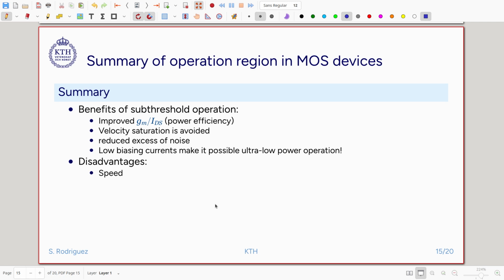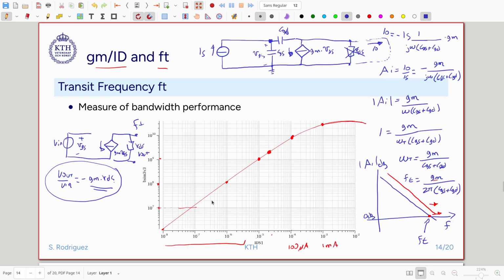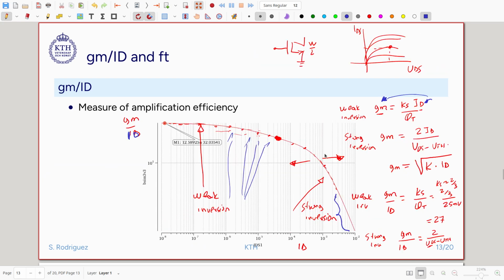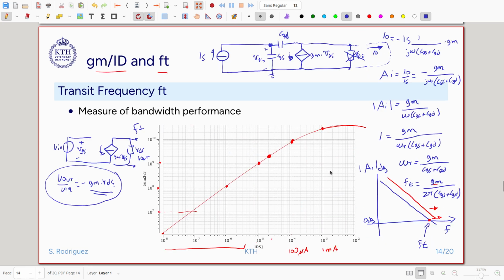The problem is the speed. So the bandwidth that we can get, as we saw here, for very weak inversion, we really don't get the faster amplification, the faster frequencies. So if we are working in radio applications, for instance, most probably we will have to work in this area in very strong inversion. If we move here, then we will have to work here in strong inversion, which has very poor GM over ID, but on the other hand has the performance that might be required at higher frequencies.